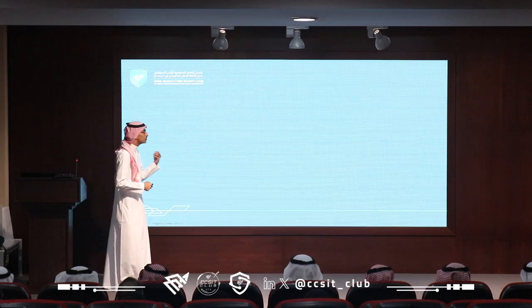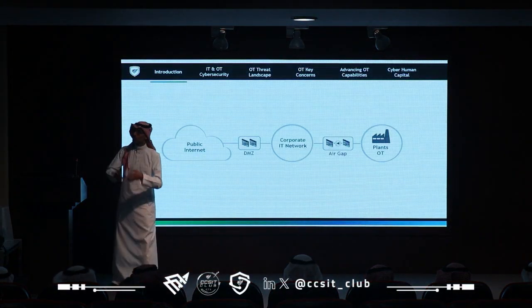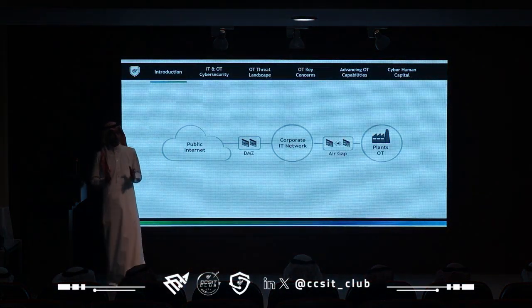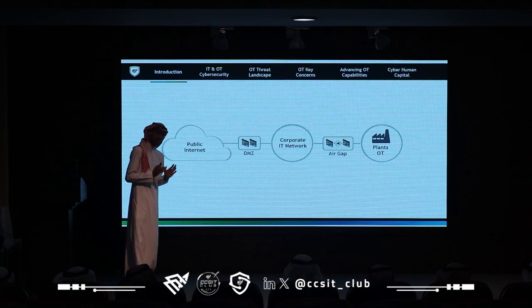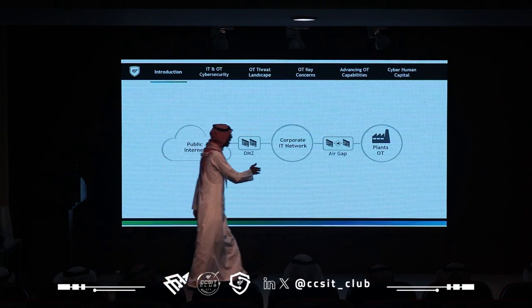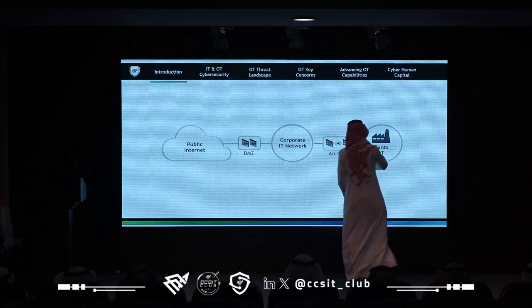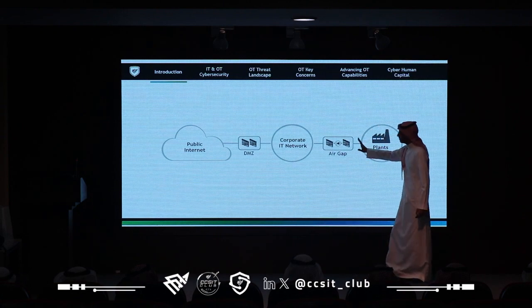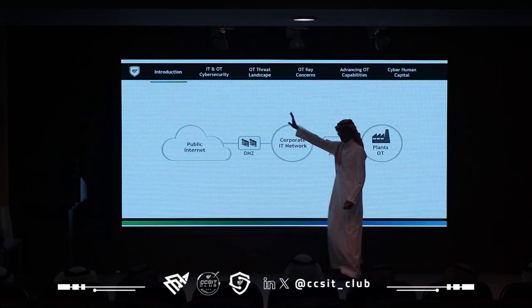So what we've been doing over the past years to ensure the cybersecurity of our environment is that we keep our operational technologies, the last frontier, protected behind several frontiers.